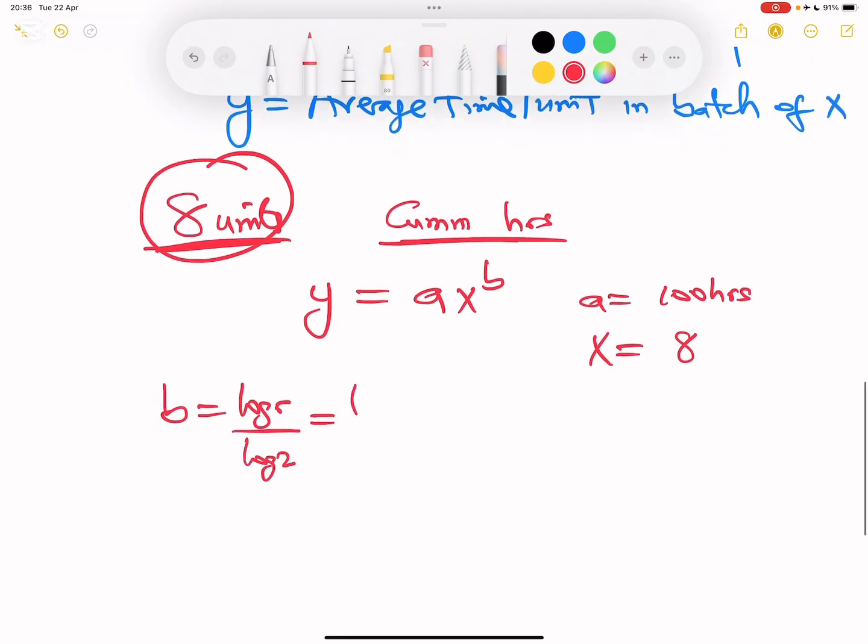So which means you need to press log of 0.8. Remember, R is the learning curve, and the learning curve rate is 80%. So log 0.8 divided by log 2. And if you press that, that gives you b, that is negative 0.322.